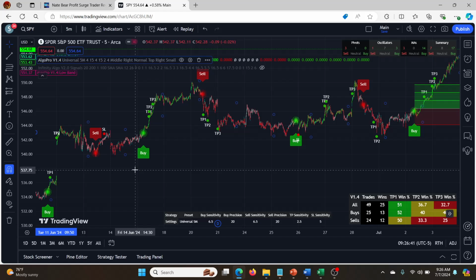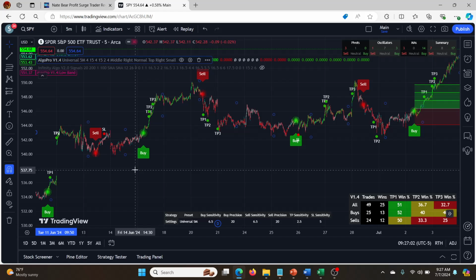So Infinity Algo is cheaper. It's only $100, which is a total bargain for what you're getting. AlgoPro is more expensive now, but they keep chopping and changing with their pricing, so it might end up back to $100 or $150. Who knows? They keep changing it up, so it's impossible to tell. So that's in terms of the pricing, the backtesting, and now the signal accuracy.